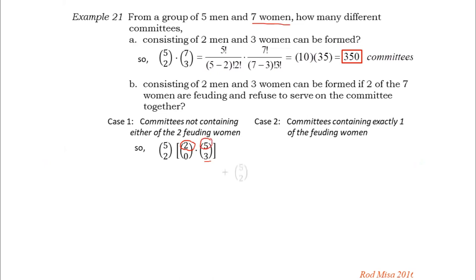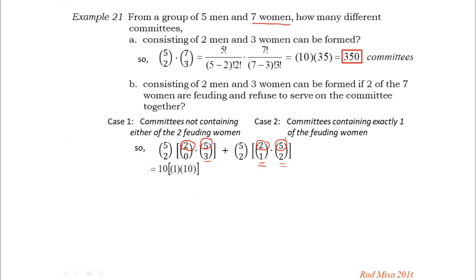But this will be added to the second case, that of course the 2 men will be chosen from the group of 5 men. But this will be multiplied by taking only 1 woman from the 2 feuding women, but the other 2 will be taken from the 5 non-feuding women, because we are only including exactly 1 woman from the 2 feuding women there.